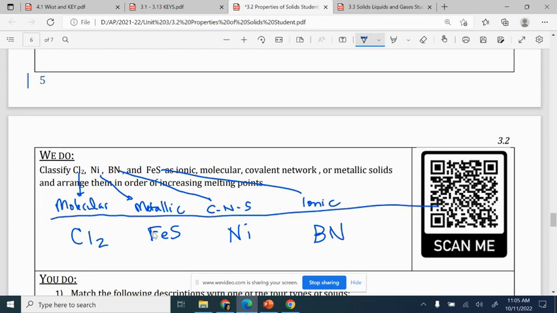I don't want you to think that that is a covalent network solid. So that's why I'm putting that line there. This belongs up here, and then this is the ranking. Does that make sense? Right. Yeah. All right.